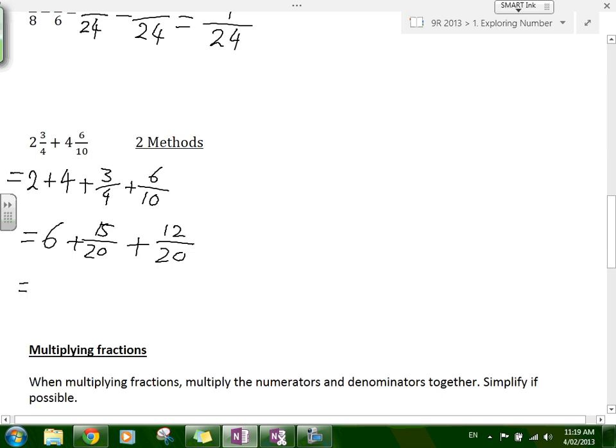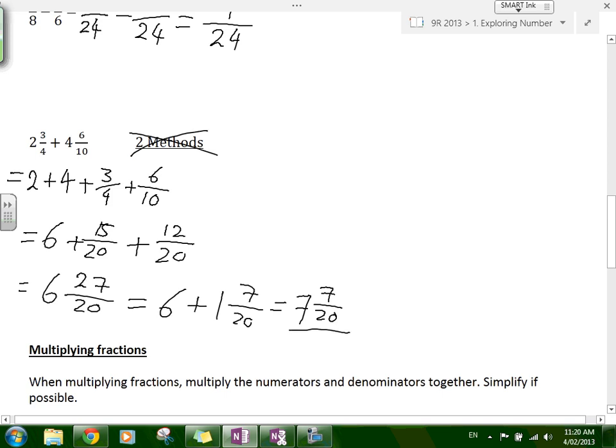And so what we end up with is 6 and 27 over 20. What's wrong with this? It's a mixed numeral with an improper fraction. We cannot have this. What do we need to do, Daniel? How do we do that? 7 and 7/20. So it's 6 plus 1 and 7/20, which equals 7 and 7/20.